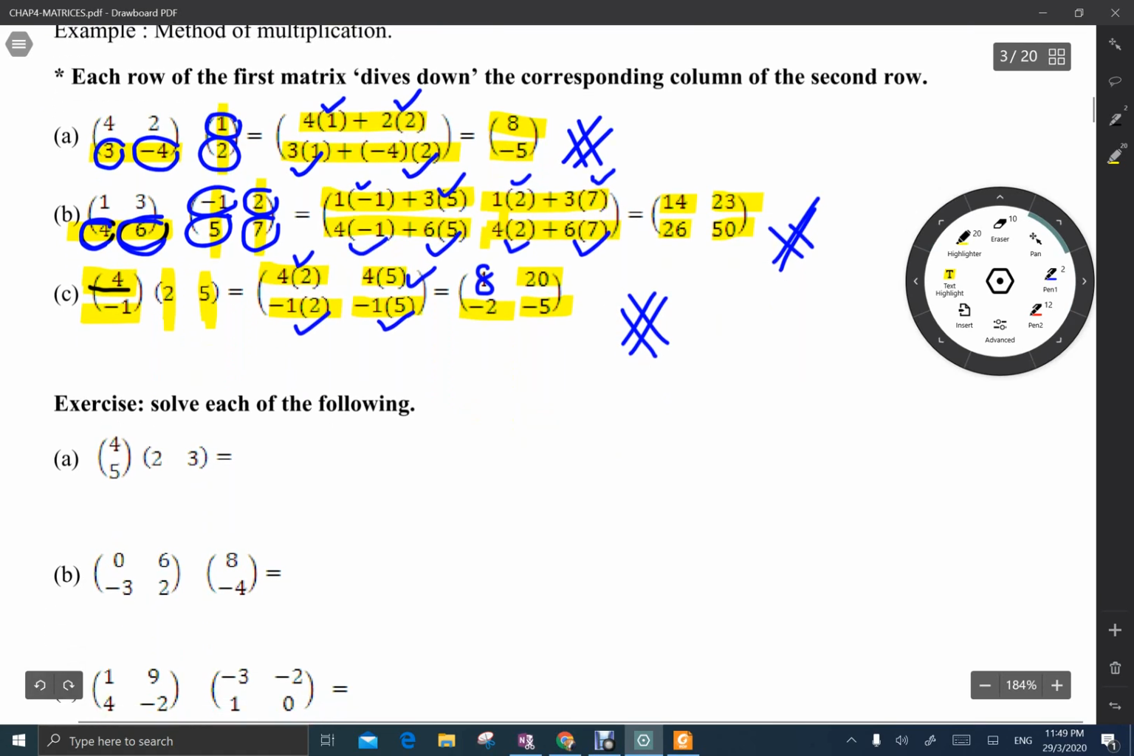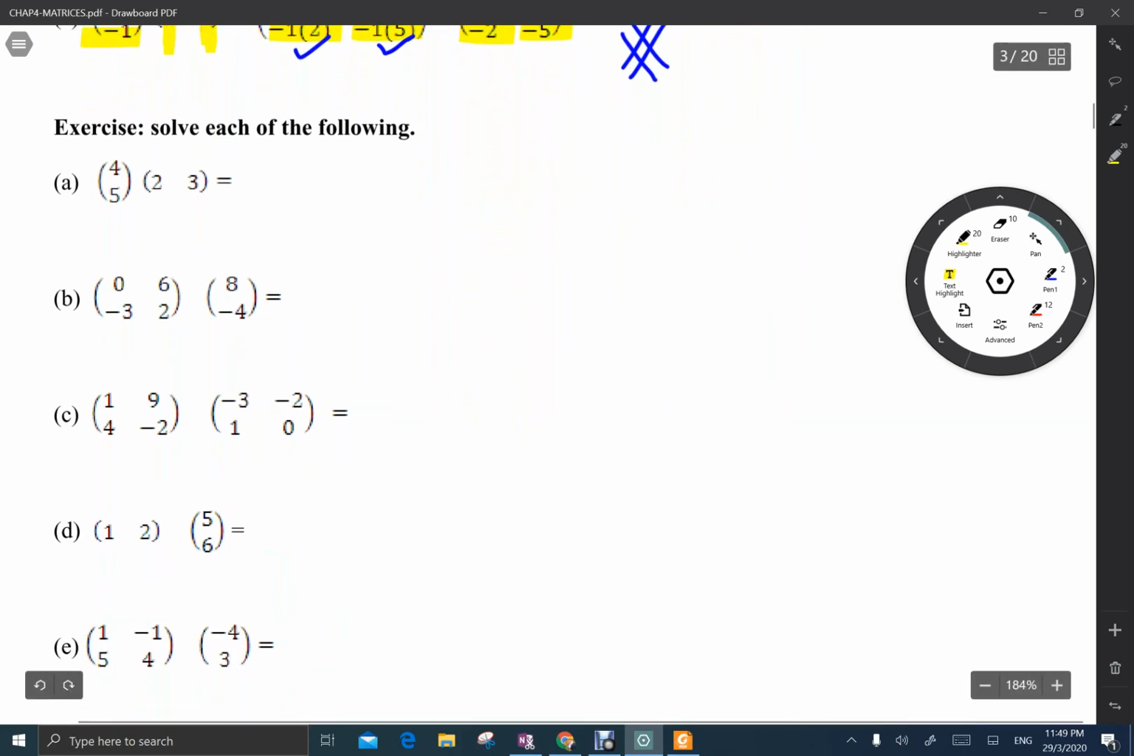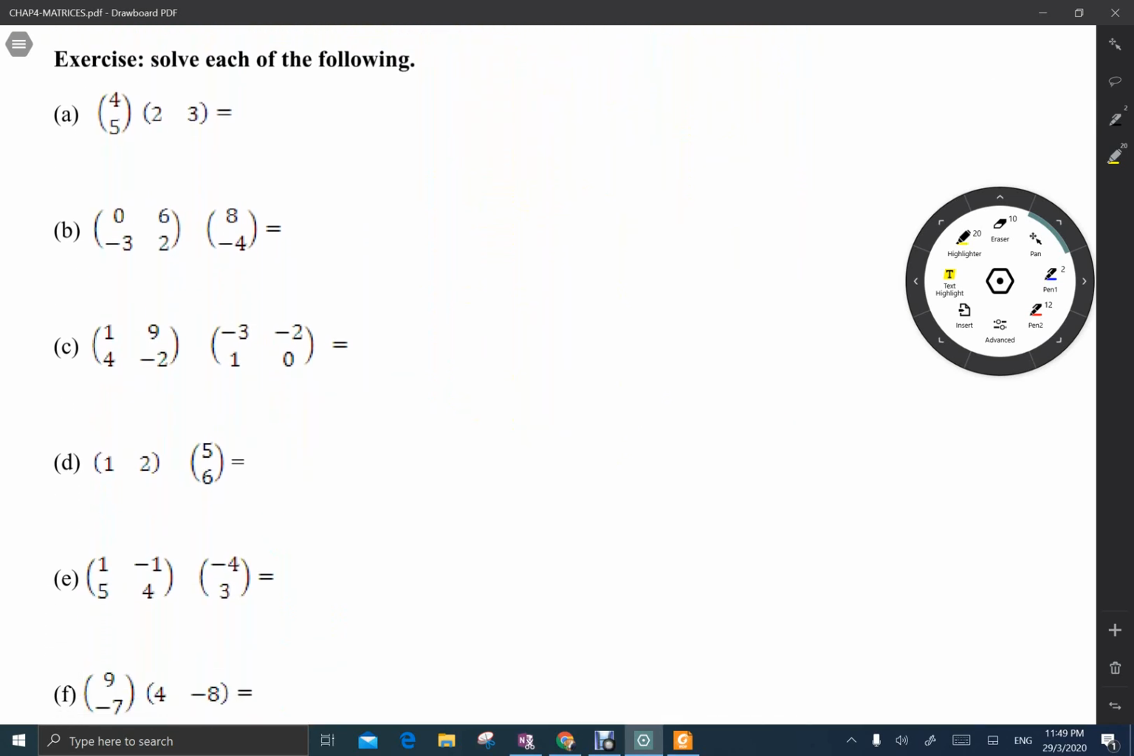Okay, so this is all the exercises. Okay, but I akan jawab for you a few questions. Okay, now again. 4, 5 times 2, 3. Okay, now remember the first matrix kita kena ambil apa tadi? The first matrix kena ambil row. Okay, and then times with column. It must be like that.